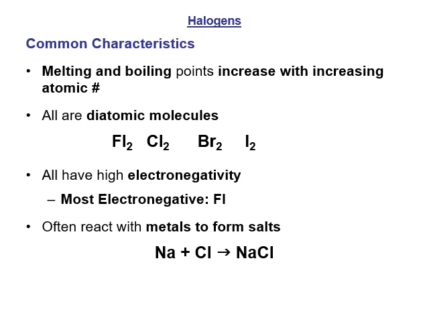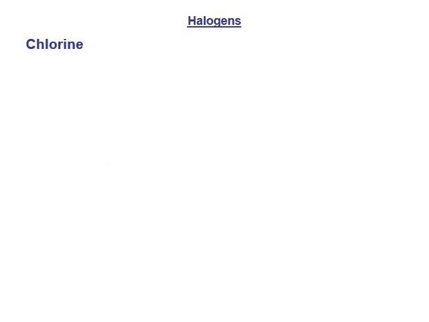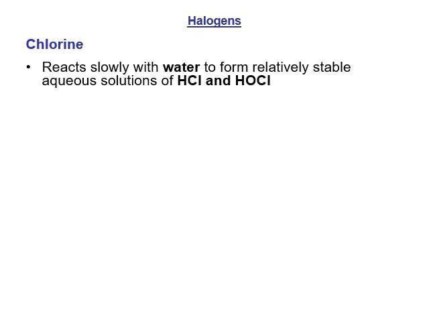The halogen that probably has the most effect on us in embalming is chlorine. Now, when you put pure chlorine with water, it will react very slowly to form aqueous solutions of hydrochloric acid and hypochlorous acid. You take chlorine, add it to water, and you'll get hydrochloric acid here and hypochlorous acid here.